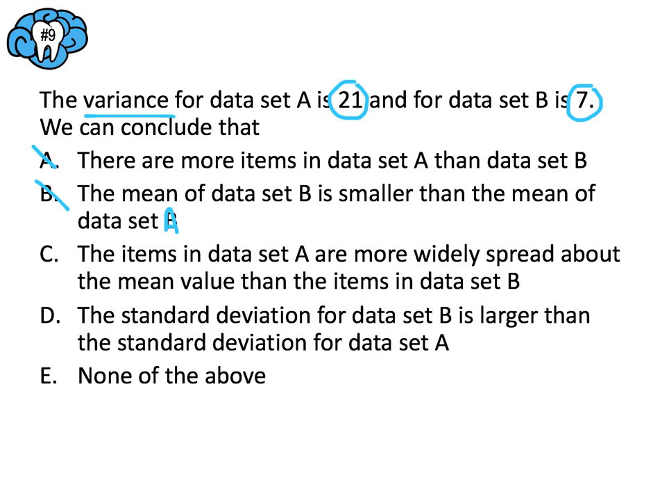And C, the items in dataset A are more widely spread about the mean value than the items in dataset B. Now that sounds pretty good because we know that if the variance is higher, then the values are more spread out. And the standard deviation for dataset B is larger than the standard deviation for dataset A. That's actually incorrect. A should have the larger standard deviation, because that's another measure of dispersion. So the answer is C.